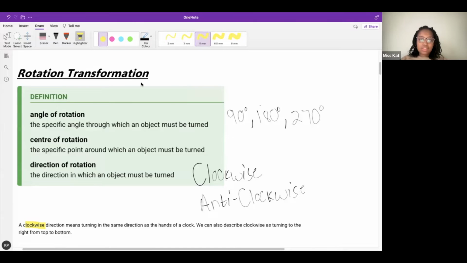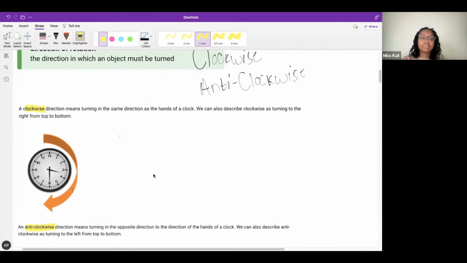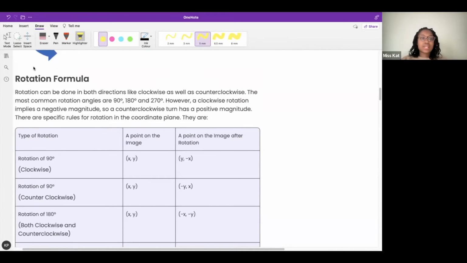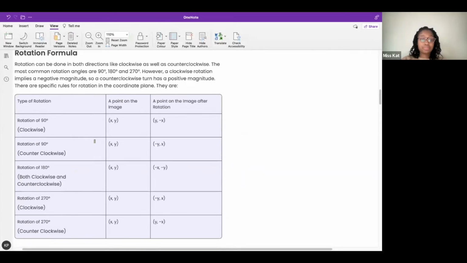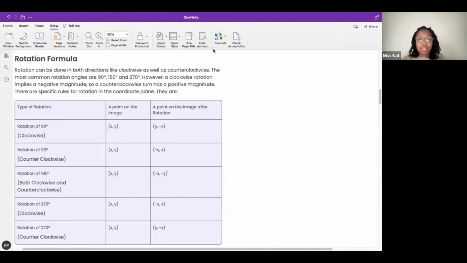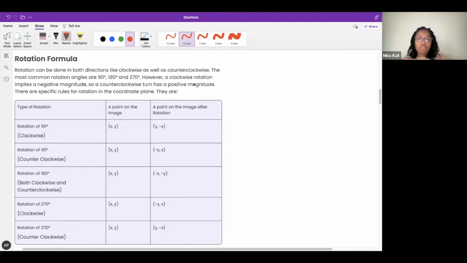Okay, guys. So everyone who has taken it, yes, reflection is the easiest in my opinion. Now, you have to write this down and take a screenshot, because this is a lot of rules to remember. Look at this table. First it tells you the type of rotation. And then these points are the originals. Remember, we have to start with some original point. And remember, points are always written in the form X, Y. And then they tell you how these points change.